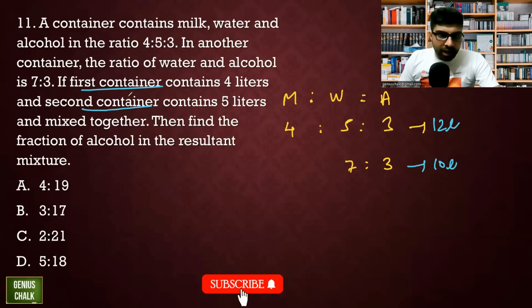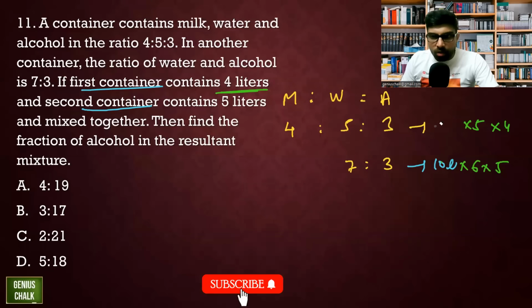In order to make it equal first, because there is some shifting happening, material from one container to the next container, the quantity should be the same. So first I need to multiply this by 5 and this by 6, because 10 sixes are 60, 12 fives are 60. Afterwards, it is given the first container has 4 liters, so it is multiplied by 4, and the second container contains 5, so this is multiplied by 5.